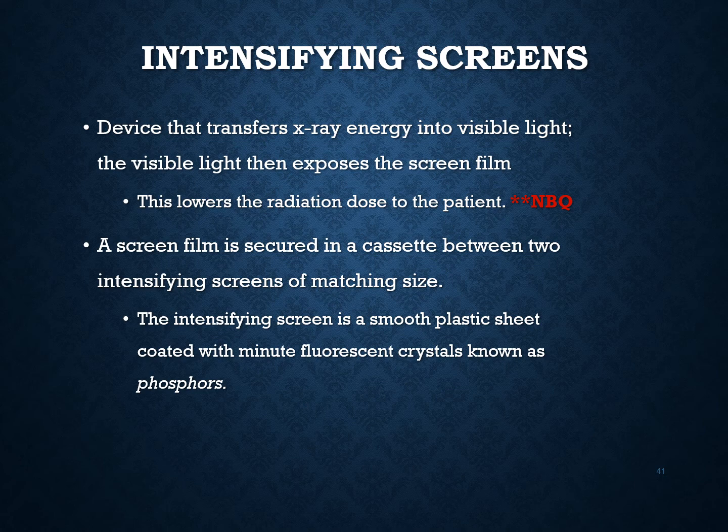A screen film is secured in a cassette between two intensifying screens of matching size. The intensifying screen is a smooth plastic sheet coated with minute fluorescent crystals known as phosphors. There is a slight loss of image detail as a result of the intensified X-ray beam because the light produces a halo effect at the edge of the image field.